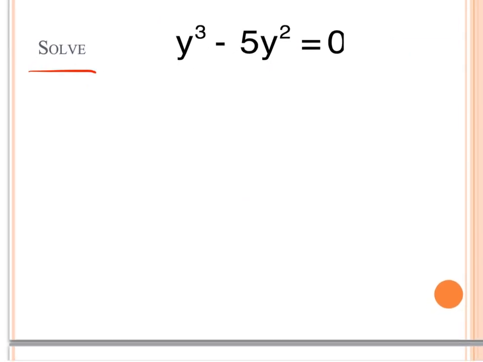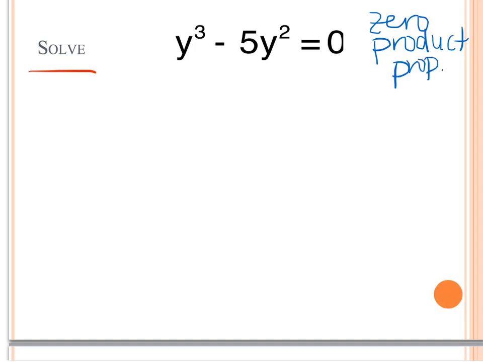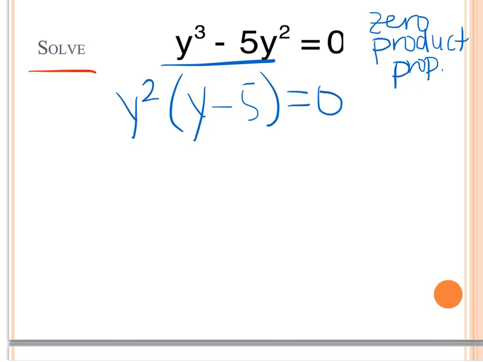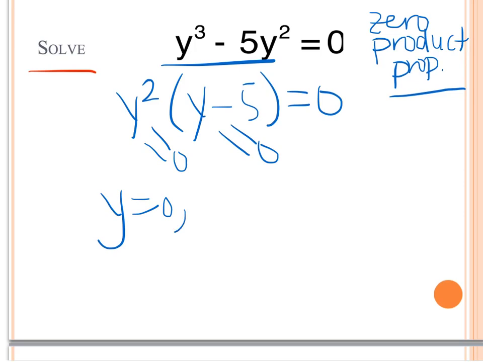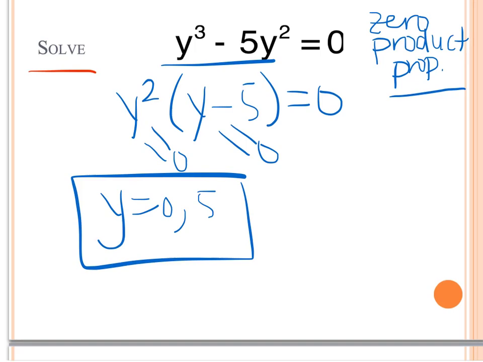Okay, now let's talk about solving. So remember before that when we solve by factoring, first we factor and then we use the zero product property. So if I look at this one, first step in factoring is to factor out the greatest common monomial, which is x squared. When I factor that out, I'm going to be left with x minus 5. And then we use the zero product property and set both of those equal to 0. If I set the first one equal to 0, I just get 0. If I set the second one equal to 0, I add 5 to both sides and I end up with 5. So I get 0 and 5.